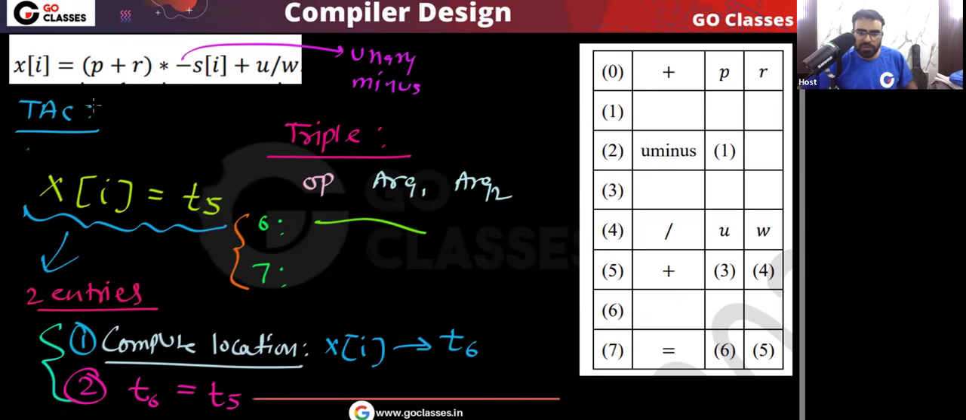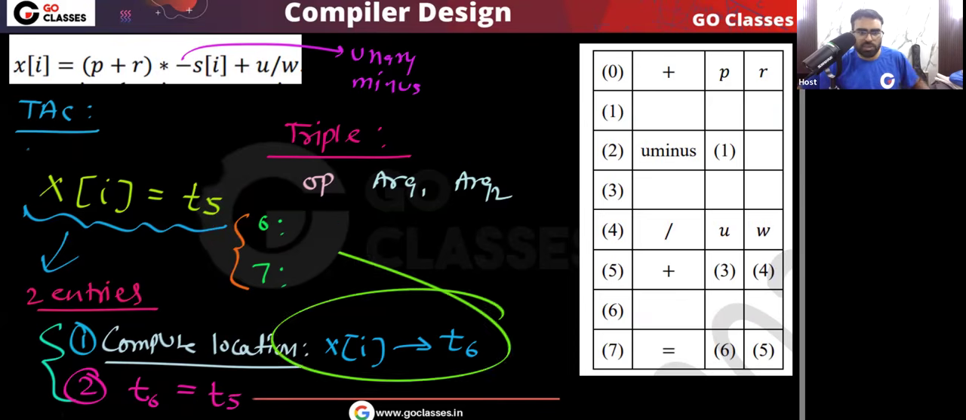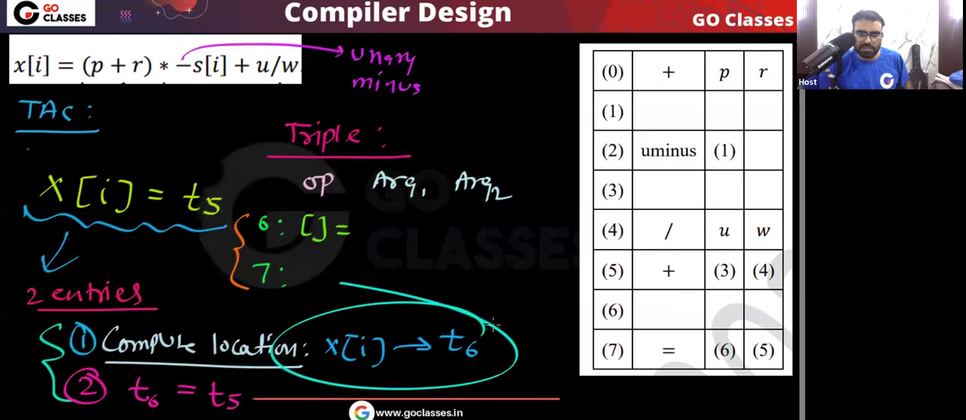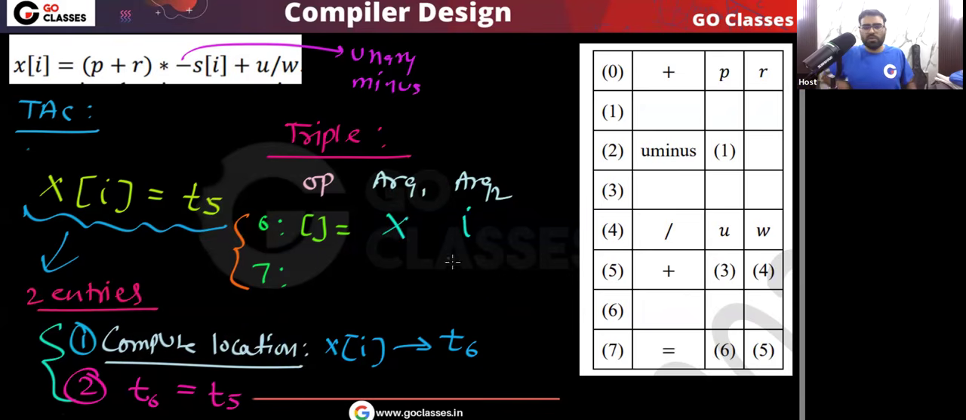Tell me what will be the first entry? First entry will correspond to this. What is the operator here? The operator is bracket then assignment, because this bracket is on the left side of the assignment. So this is the operator. What are the arguments? Look at just this entry. Arguments are x comma I. That's it. We do not have the result field. We do not store the temporary variables.